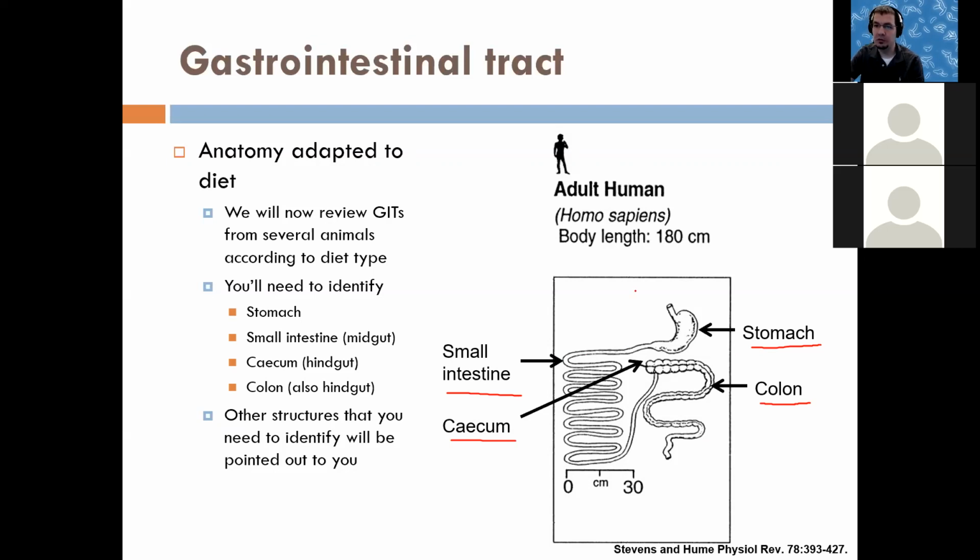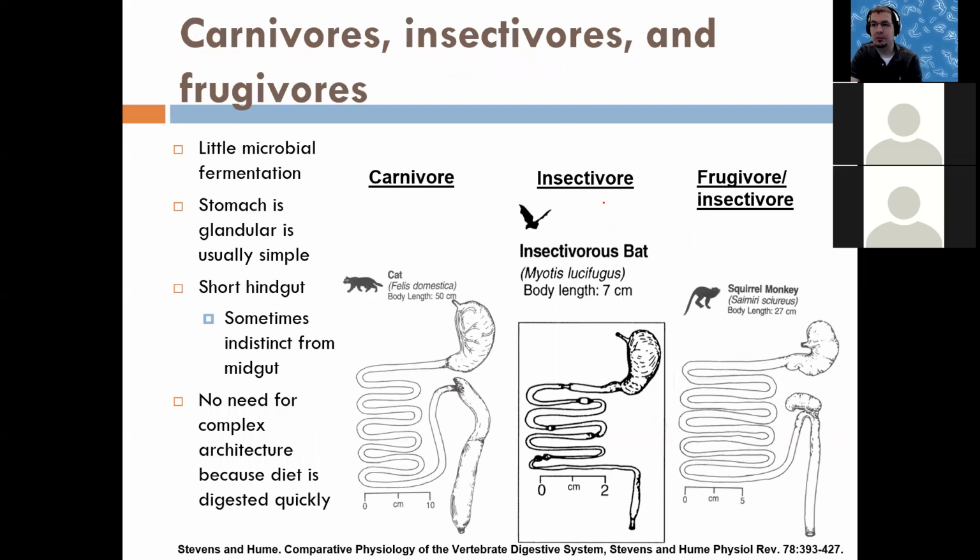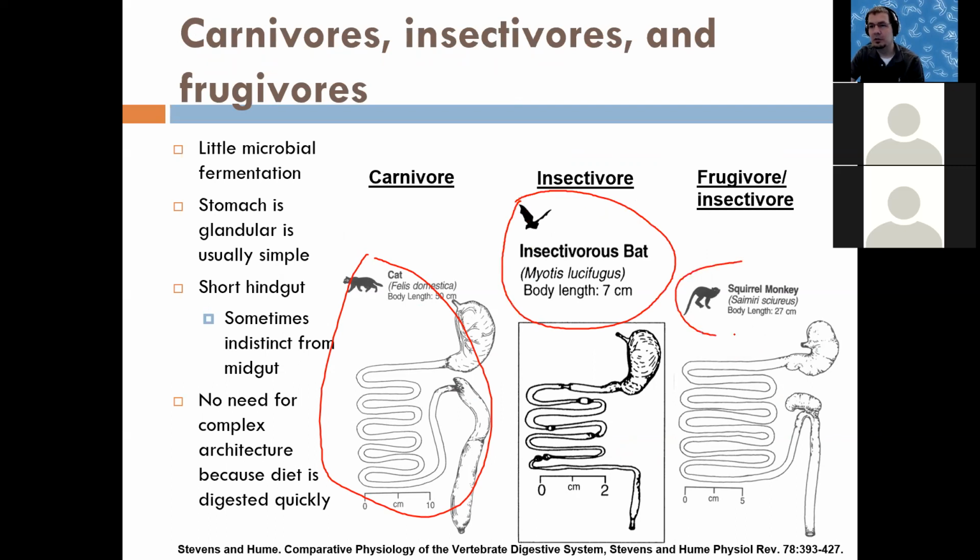Okay, so this is the gastrointestinal tract of the human. We'll now see the gastrointestinal tracts of carnivores, insectivores, and frugivores. So we have the cat as a carnivore. We have the insectivorous bat as an insectivore, and a squirrel monkey as a frugivore and insectivore.